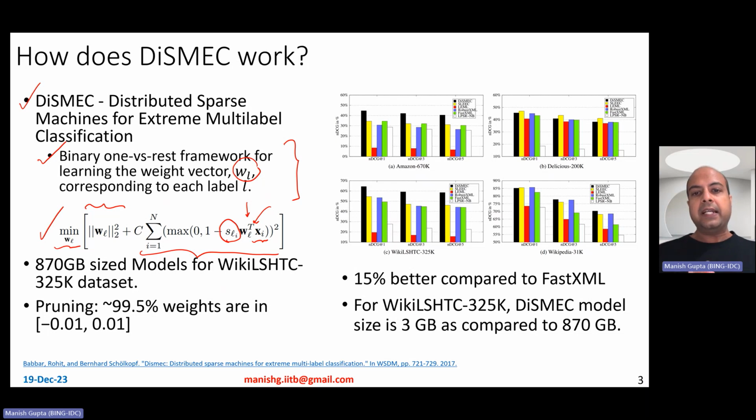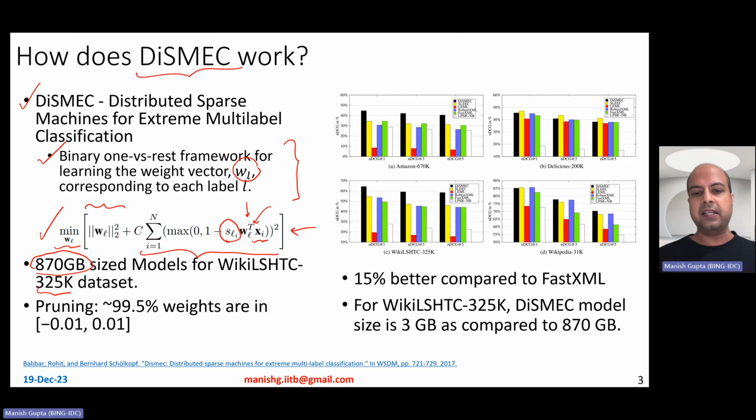Okay. Now, the idea is that if you just use this framework and train a label classifier for every label, then for data sets which have like 325K labels, you can very easily end up with very large models up to 870 GB in size. Now, where do you store these models? It's pretty complex to store or work with these models. Even when you want to load these models or make inferences, it's very, very complex to do that. Okay. And that is where DiSMEC plays a role.